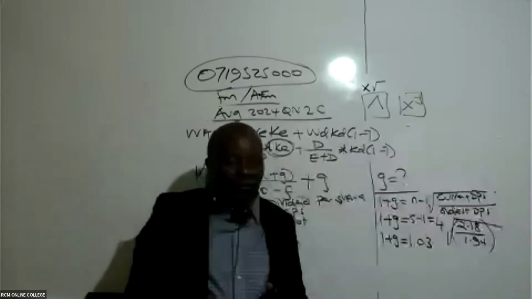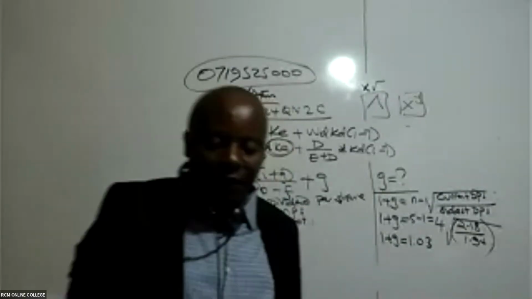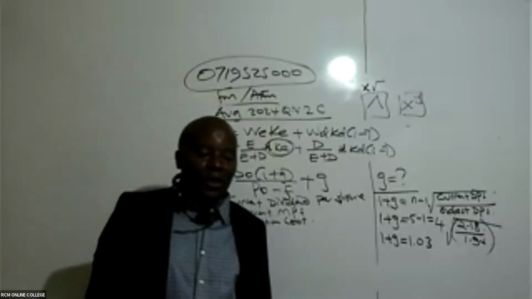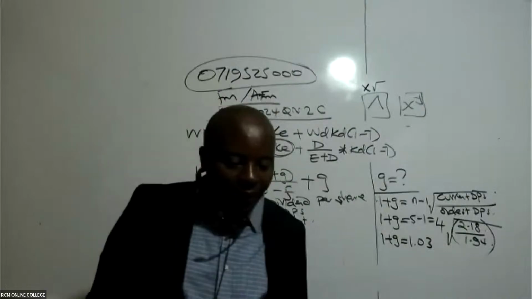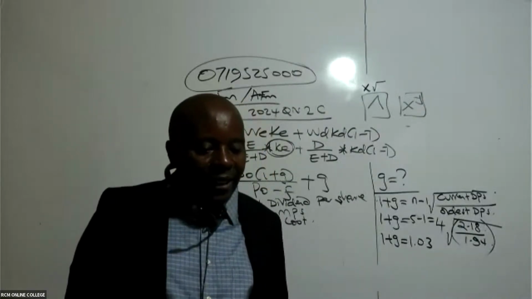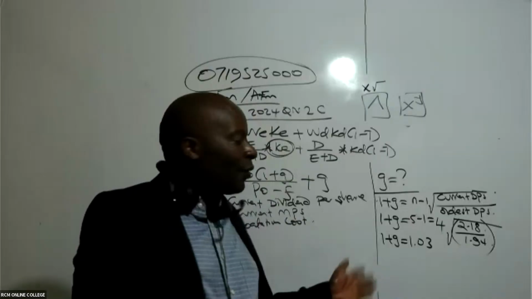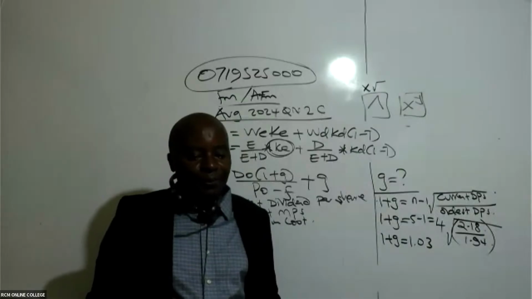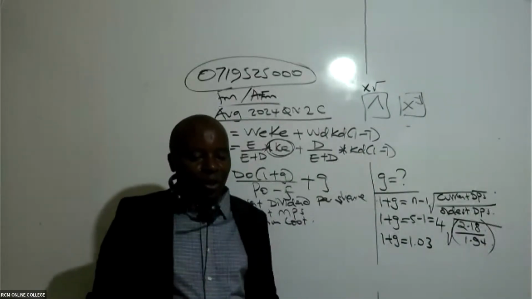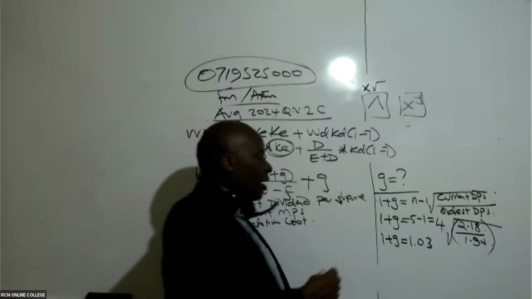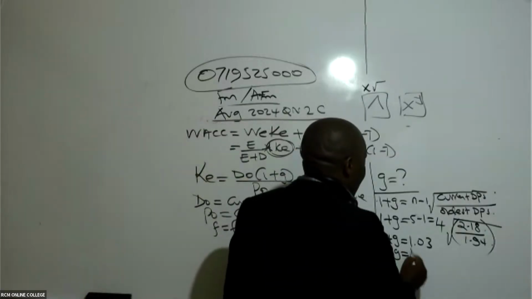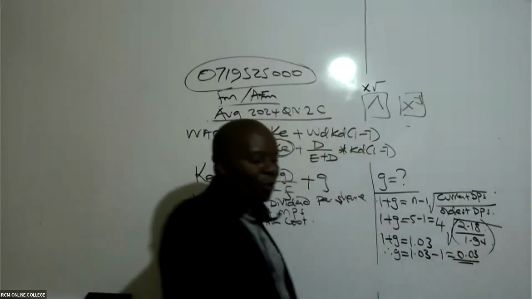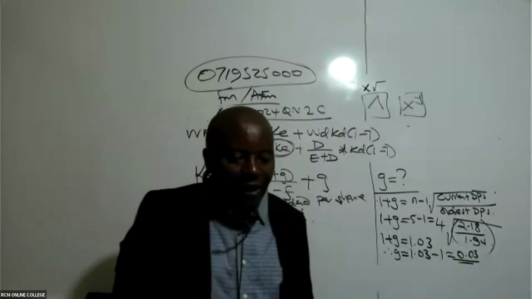So somebody apart from BR, I want to know whether we are together. If I know we are together, then I'll be able to really pump into you guys many hours. Yes, you can round off. Like myself, I've rounded off to 1.03, which means G will be 0.03. So if I make G the subject, it will be 1.03 minus 1, which is 0.03.